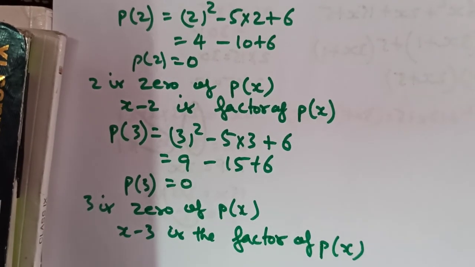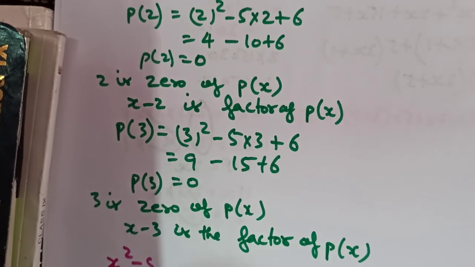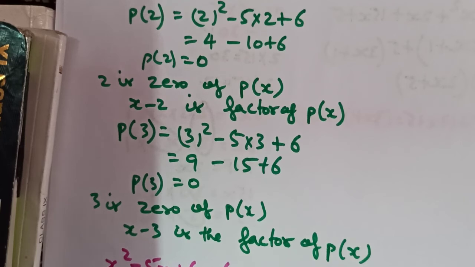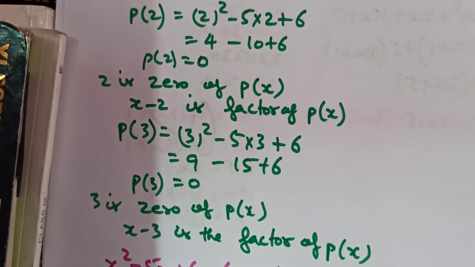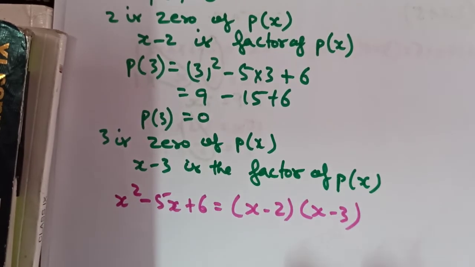So that means we can express the given quadratic polynomial x square minus 5x plus 6 as the product of x minus 2 and x minus 3. That is, we have expressed the given quadratic polynomial as a product of two factors, x minus 2 and x minus 3. So this is how you can calculate the factors of a given quadratic polynomial by the factor theorem.